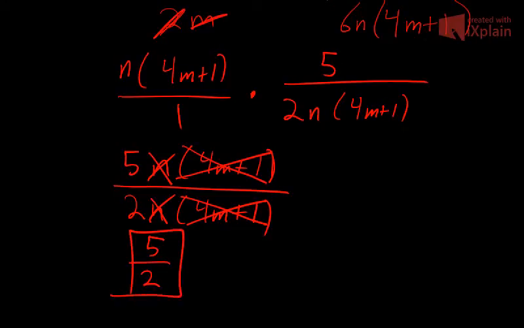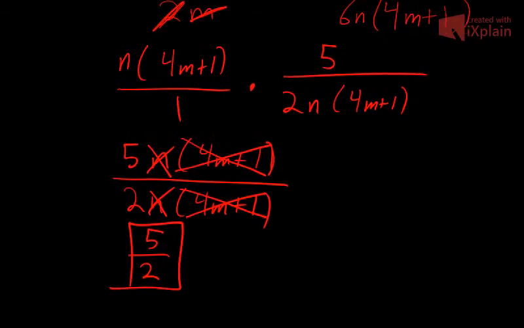So that giant ugly thing we started with simplifies all the way down to 5 over 2. We have to make sure that we factor things so that we can get there, but we will get there eventually. And that is all we got for today.